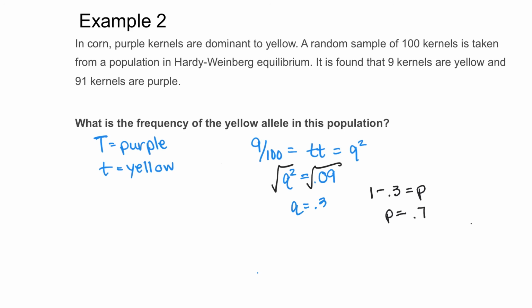So now we've found the allele frequencies for both the recessive allele and the dominant allele. But what they wanted to know is the frequency of the yellow allele. So which one is the yellow allele? It's the recessive allele. So our answer is 0.3, because q is our recessive allele.